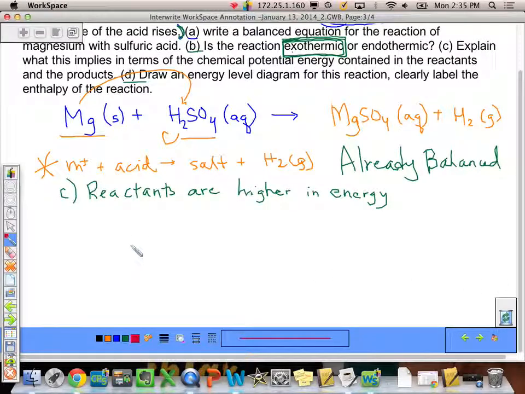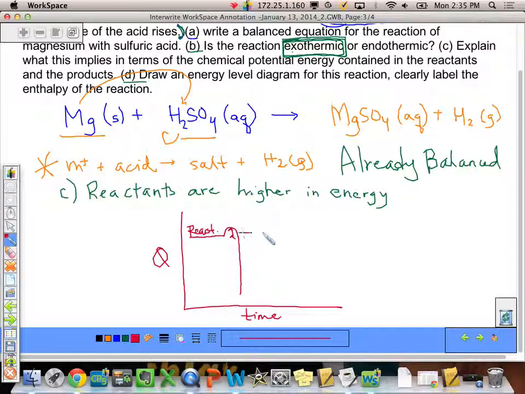So the last part says draw the energy level diagram and make sure to label the enthalpy of the reaction. So this is with time, this is my energy, and I've got my reactants up here with a higher energy. Generally, and it doesn't tell us anything about it in here, but generally there is some sort of activation energy that must be overcome in order for the reaction to occur.